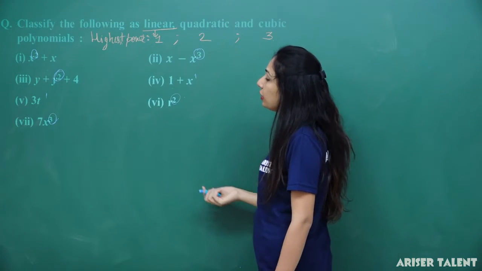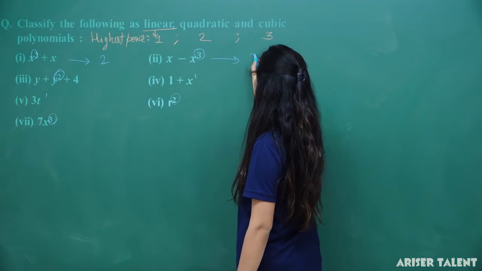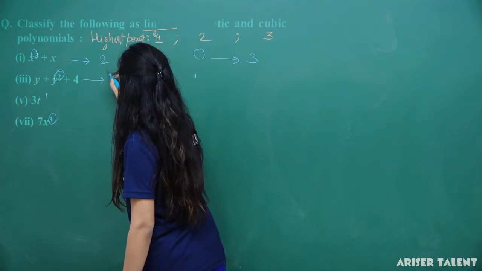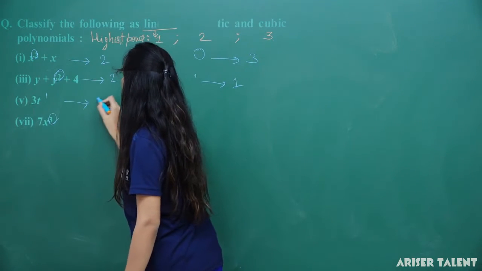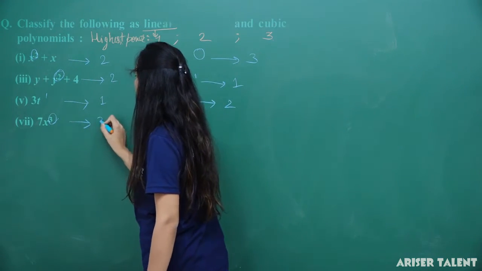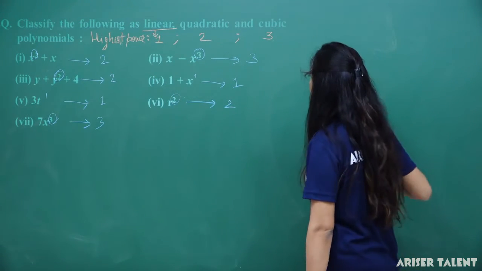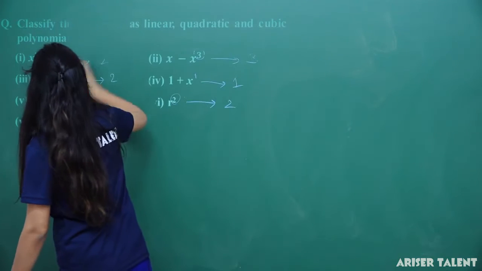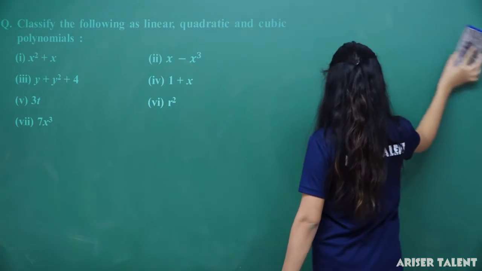So what are you waiting for? Just write the answer as 2 here. Highest power 3, so 3 here. Highest power 2, so 2 here. Highest power as 1, so 1 here. Highest power as 1 also, so 1 here. Highest power as 2, so 2 here. Highest power 3, so 3 here. Simple? Okay, very simple, right? So, okay, we have done another question completely.